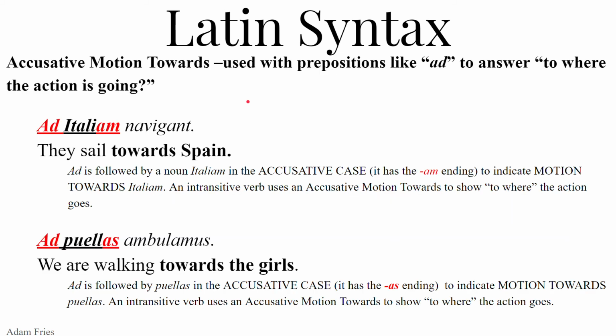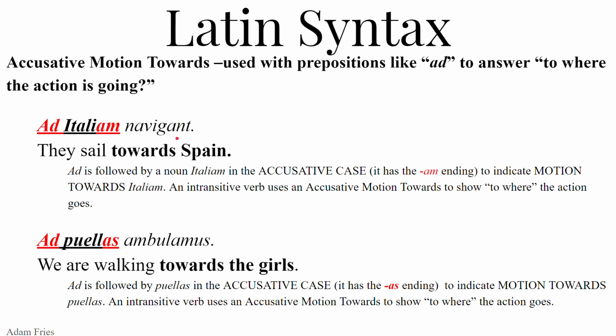The other job or function of the accusative case is to be used with a preposition like ad, a word that is praepositio, placed beforehand. So ad, the little word, the preposition, goes before a noun, like ad Italiam, ad puellas. So ad is used with the accusative case. The accusative always follows ad to show to where, or whither, the action is going. So this is used with intransitive verbs, verbs of movement or motion, like walking or running or sailing.